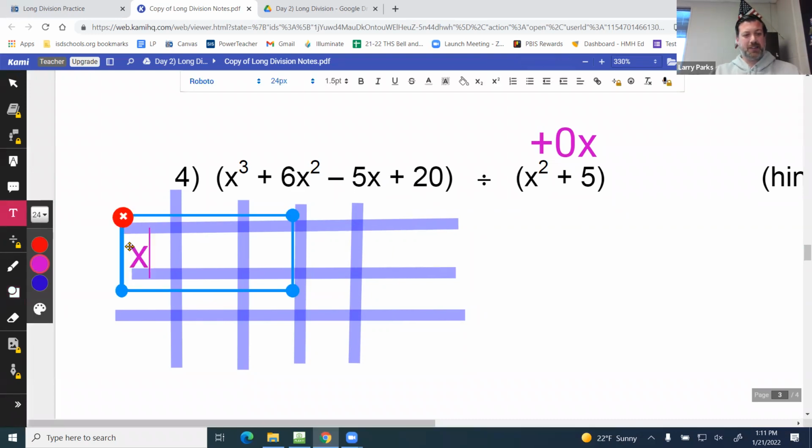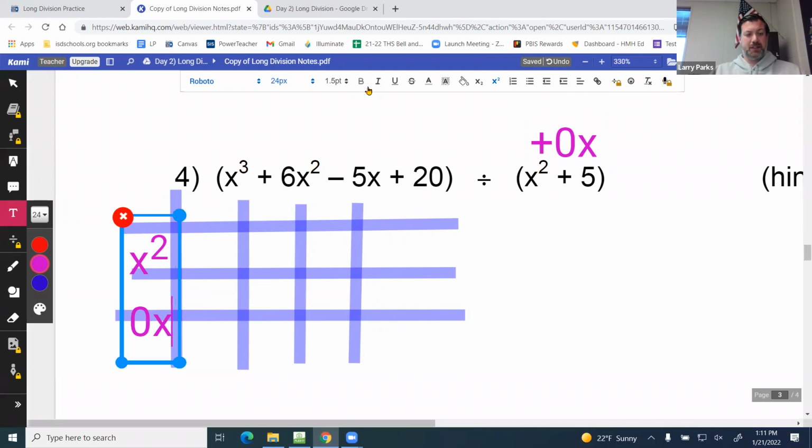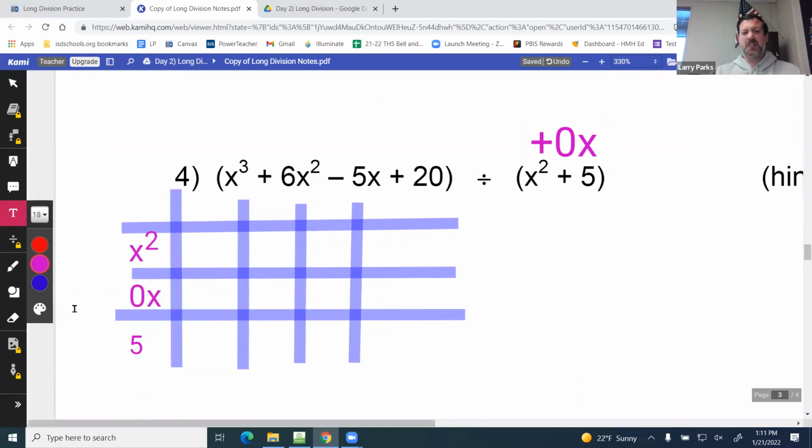here. x squared, 0x and 5. And to make this nice and pretty, I'm going to reduce the font size. That looks like that'll work. Okay. And so here's what we're going to do. We're going to work backwards.